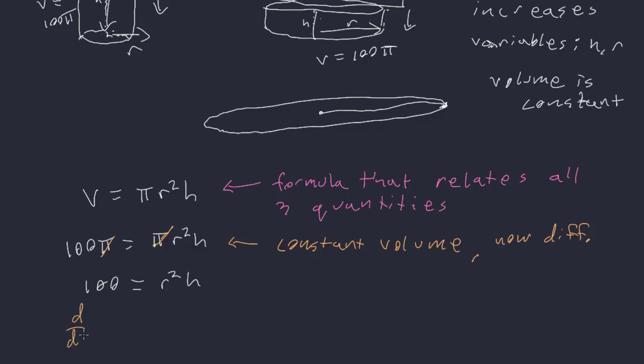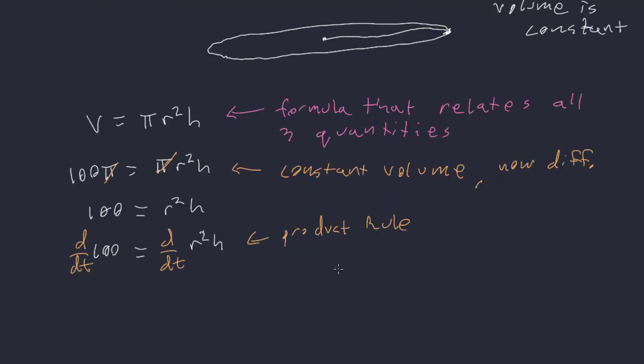I'm just going to write it out the long way real quick. The derivative of 100 is going to be 0. The derivative of r squared h, we're going to have to use the product rule. Okay, so derivative of 100, 0. Derivative of r squared h, well, product rule with chain rules because we're doing implicit differentiation.